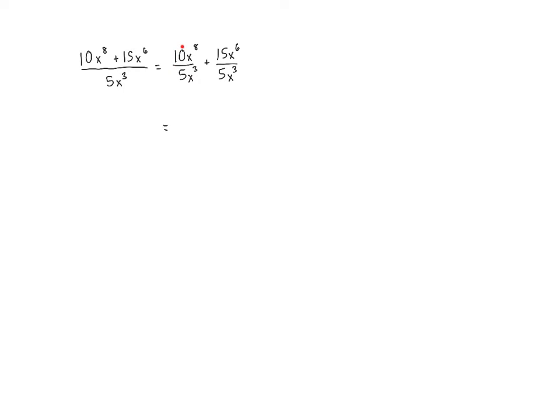If we look at 10x to the 8th divided by 5x cubed, 10 divided by 5 is 2. And then x to the 8th divided by x cubed is x to the 5th. We know that we subtract the exponents in that situation. Plus, then in the other term, 15 divided by 5 is 3. And x to the 6th divided by x cubed is x cubed. Again, we subtract the exponents. And then we have our final answer, 2x to the 5th plus 3x cubed.